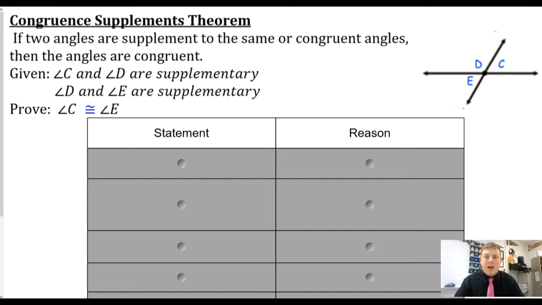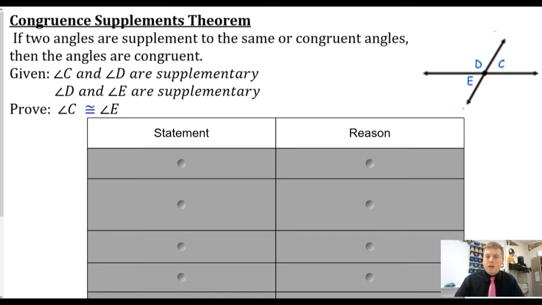Again, this is in case you're absent in class today and did not get to complete that activity, or in case you just need a refresher on how this proof goes. This already should be in your proof notebook. So this time we're going to prove the congruence supplements theorem. And that states that if two angles are supplementary to the same or congruent angles, then the angles are congruent.